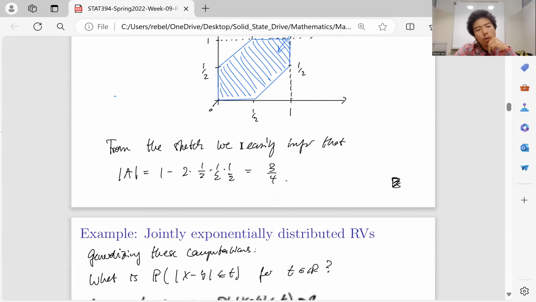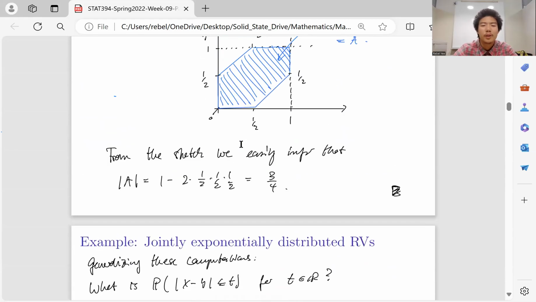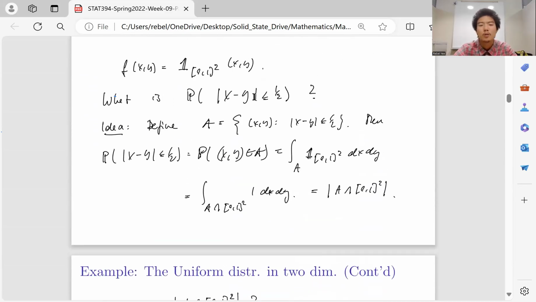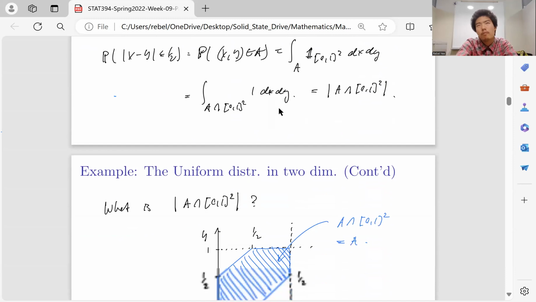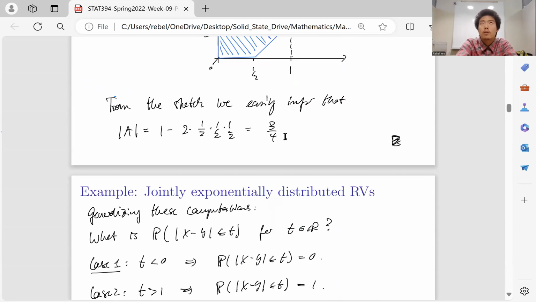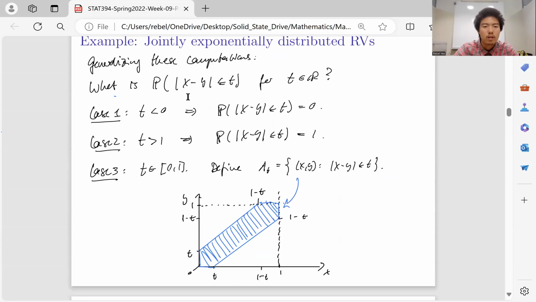Okay, so let's generalize this idea, because here we only used x minus y is smaller or equal to 1/2. And 1/2 is a fixed value, but it can also be a variable. It can vary from negative infinity to infinity, although some values are not very meaningful. So here we'll generalize these computations. What is the probability that the absolute value of x minus y is smaller or equal to t, for all real numbers t?